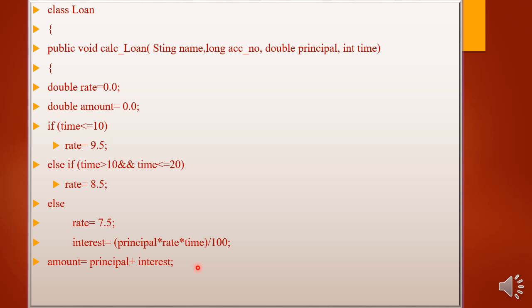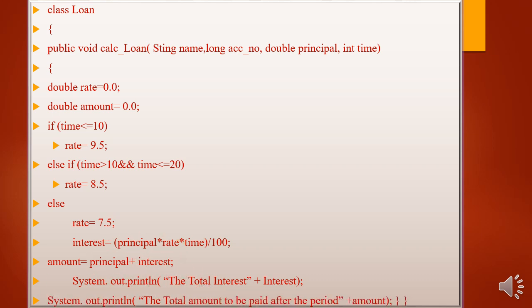Now, the program has to display the interest and the amount to be paid back. System.out.println the total interest is the variable. System.out.println the total amount to be paid back after the period amount. So, the required values are displayed, and that is the program for calculating the interest and amount to be paid for a given criteria of rate. I think you follow the logic of the program.